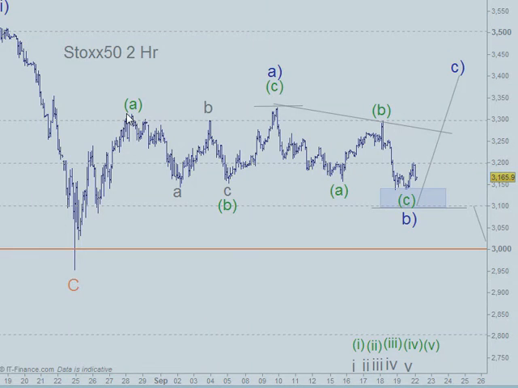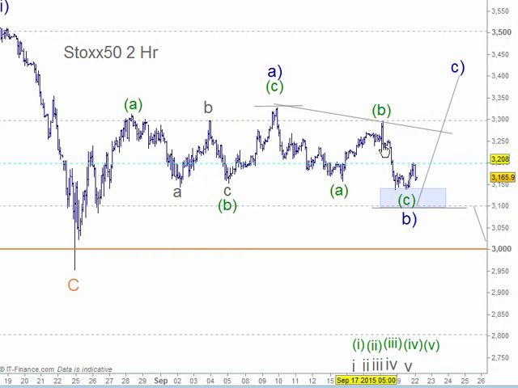So we've got the A, the B, and the C here for the A wave, and then the A, the B, and the C here for the B wave. As long as that low holds there, then we need to respect that we can have an impulse wave of 5 waves to the upside here on this market. And this is the same with the other European markets. So this count's all about that low staying in place.